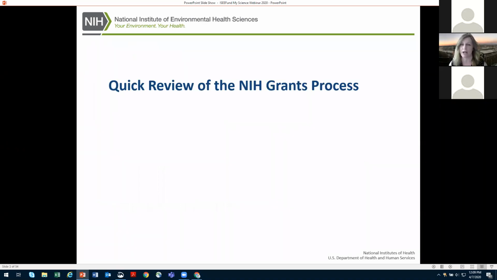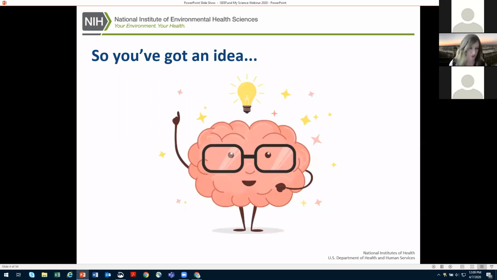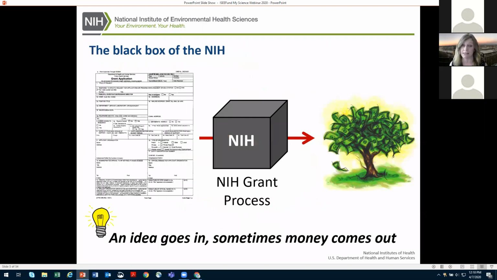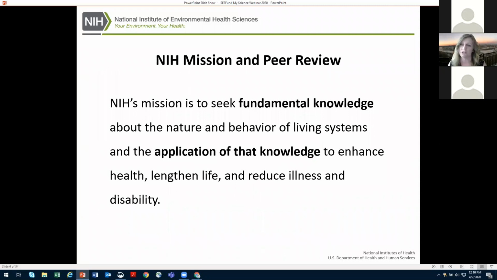So the process is, you have an idea. Whether you're an early stage investigator or a pre-doc, you have to have a research idea. The black box is this process that we call the NIH grant process. It's not an easy process. You may be a really good scientist, but you have to learn the process. Somehow an idea of yours comes in, and let's hope it leads to some money for you and your institution.